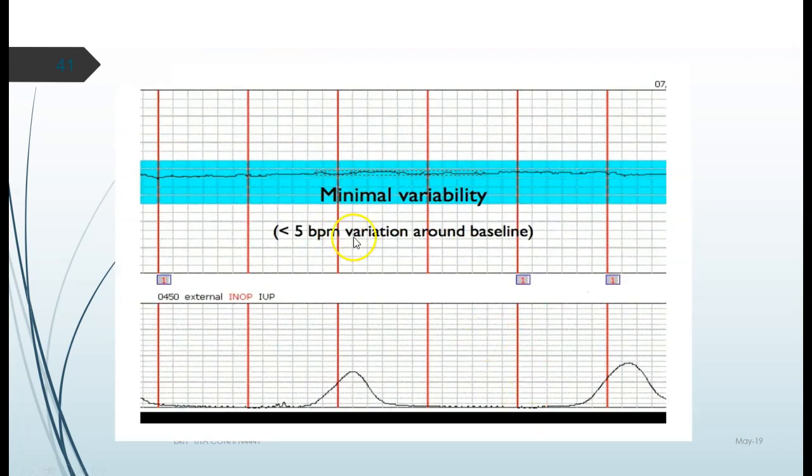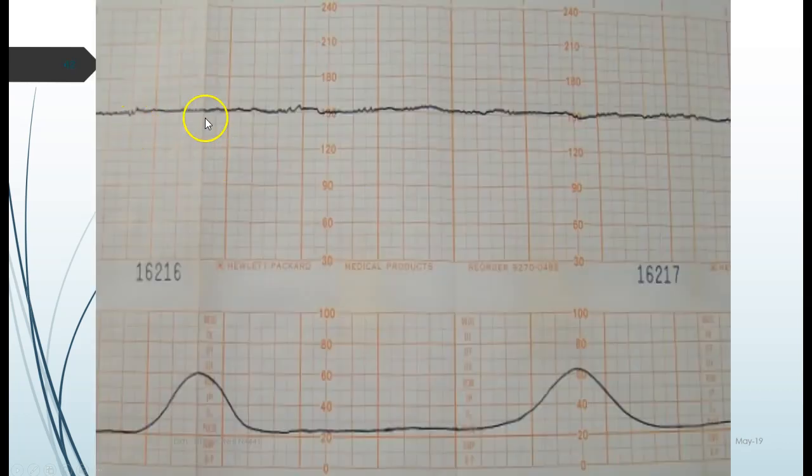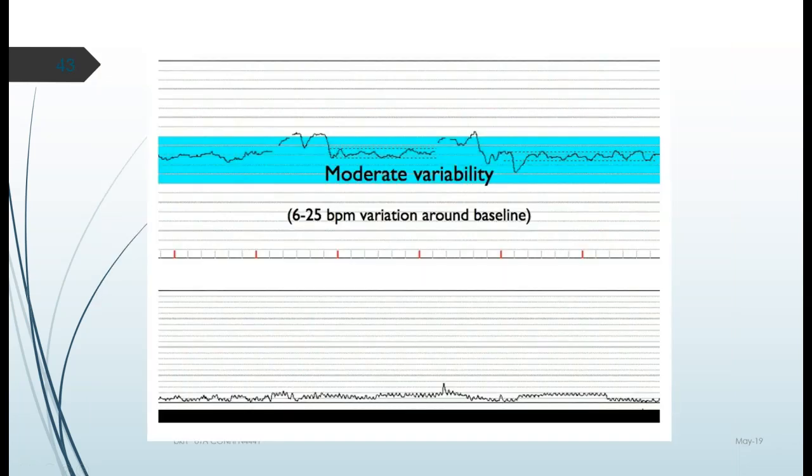So here's an example when we're talking about minimal. They're showing the change of 5 beats or less. Looks pretty flat, but we do have some fuzzies. Here's that picture again. Looks pretty flat, but we do have some fuzzies. We do have some beat to beat change. And we have more beat to beat change than on that first one because there are fuzzies here instead of a pretty flat line. Here's our moderate variability.